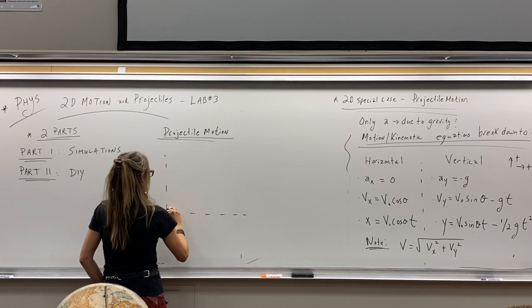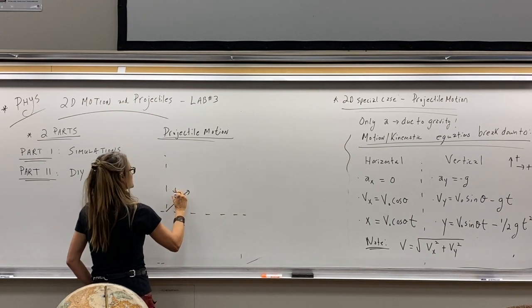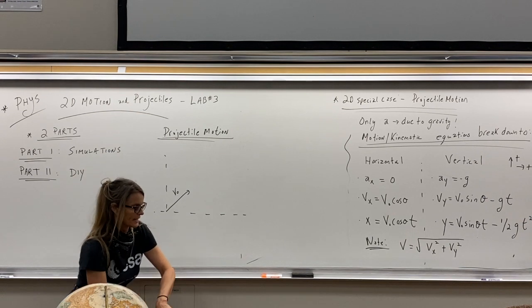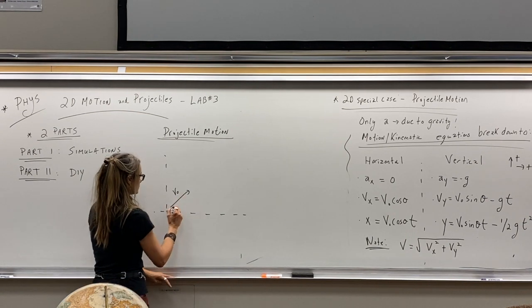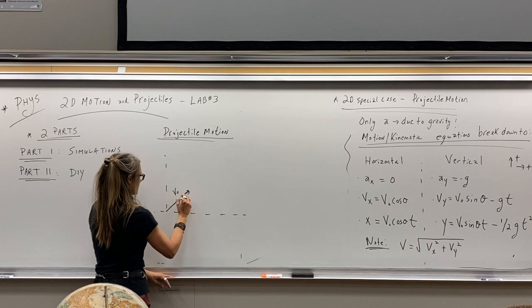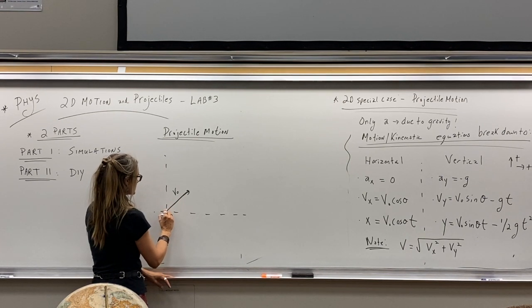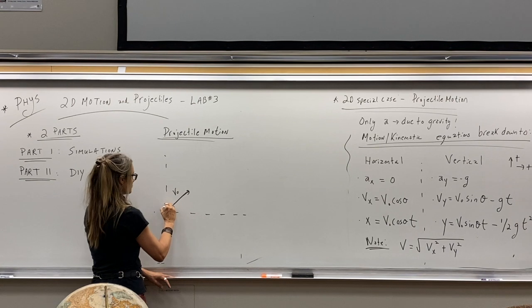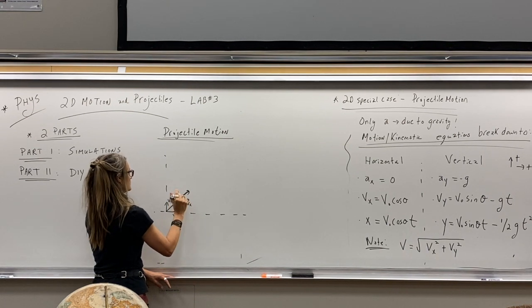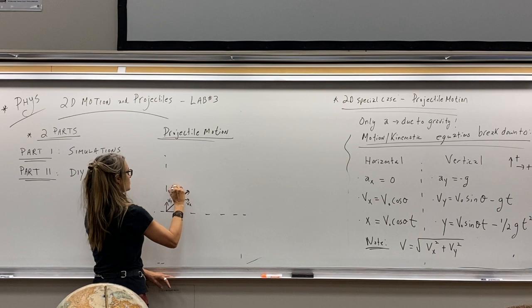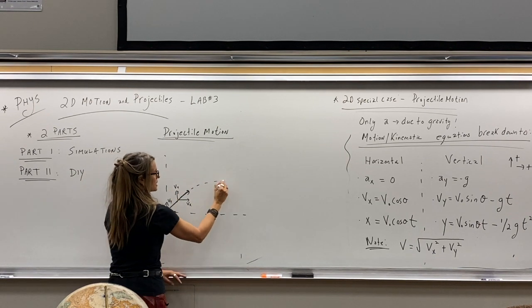If I send a projectile outward, if I kick a soccer ball or throw a ball up in the air, this is the initial velocity. It's broken down into two components, so it has a Vy component and a Vx component. At any point in its motion, Vx, Vy, and it goes up.